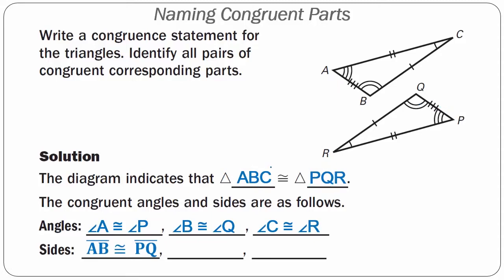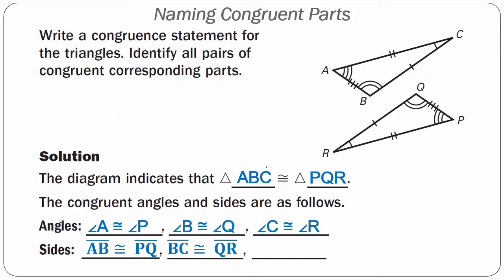Next, let us look at BC, which is the second and third letters of triangle ABC, which is this length over here. Notice how it has 1 tick mark, which means it is congruent to this length over here, which also has 1 tick mark, which is also the second and third letter of our name of triangle PQR. So we can say that line segment BC is congruent to line segment QR.